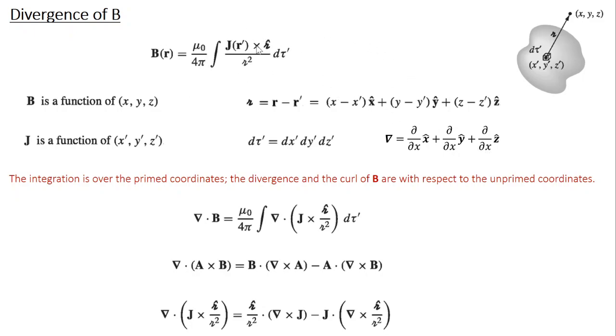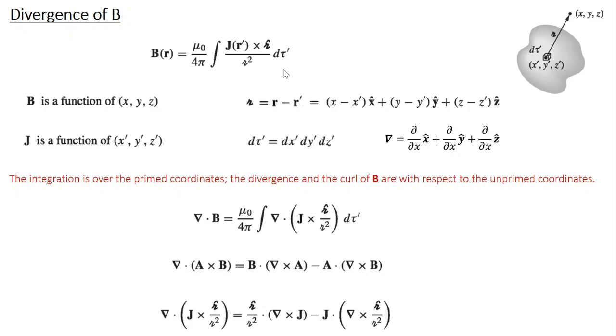If you look at this expression, the integration is done over the volume element, which is a function of r prime. So I can say the integration is over the primed coordinates. On the other hand, if you take divergence and curl of B, both are functions of r, the unprimed coordinates. So I can say divergence and curl of B are with respect to the unprimed coordinates. So once again, the integration is with respect to the primed coordinates, and divergence and curl are calculated with respect to the unprimed coordinates.